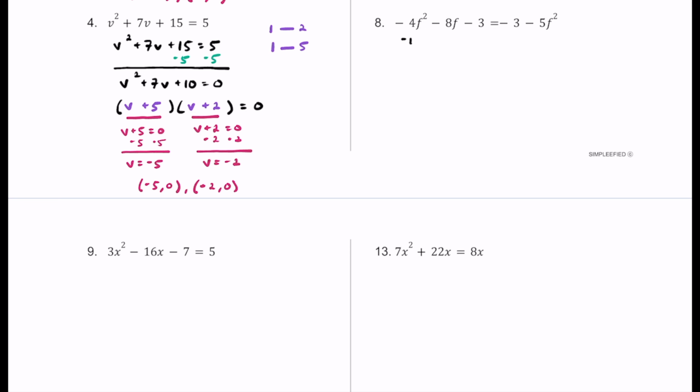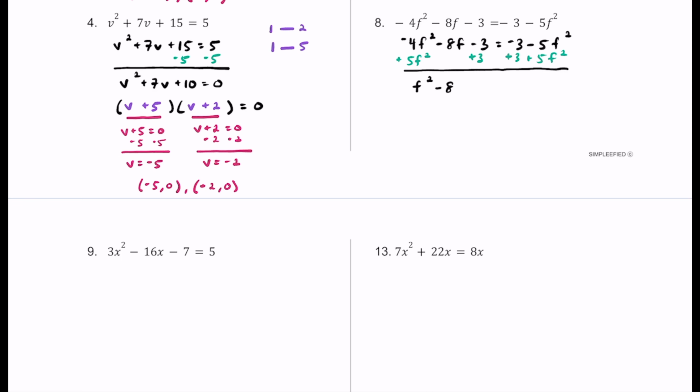For number 8, we have negative 4f squared minus 8f minus 3 is equal to negative 3 minus 5f squared. Okay, we'd like to make everything equal 0, so if we add 3 to the right, we should add 3 to the left. Those are going to cancel out. Then we're going to add 5f squared, and let's add 5f squared on the left side. So we're just combining those like terms and moving everything to the same side of the equation. Negative 4f squared plus 5f squared is just going to be 1f squared, or just f squared.